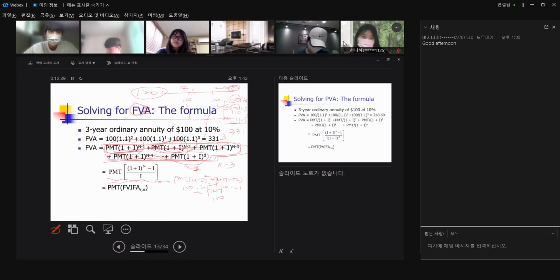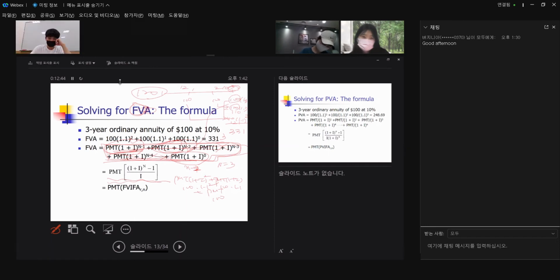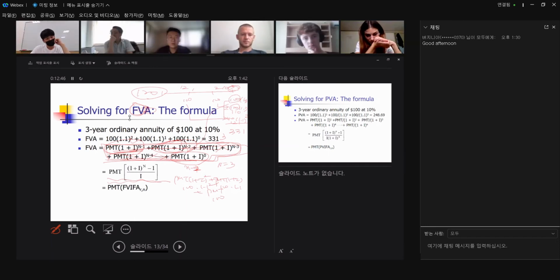What is the name for the formula to calculate this kind of equation? Formula. Yeah. So this formula.